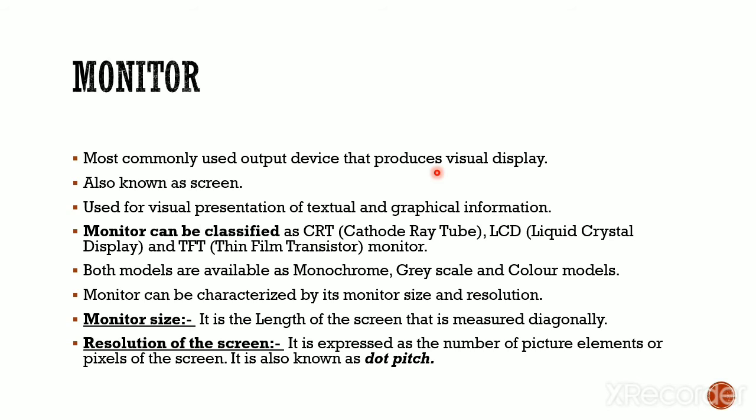Then the resolution of the screen is expressed as the number of picture elements or pixels of the screen. It is also known as dot pitch. Resolution means the picture clarity. A monitor with higher resolution produces a clearer image. When you get a higher resolution monitor, the images will be very clear and very sharp.